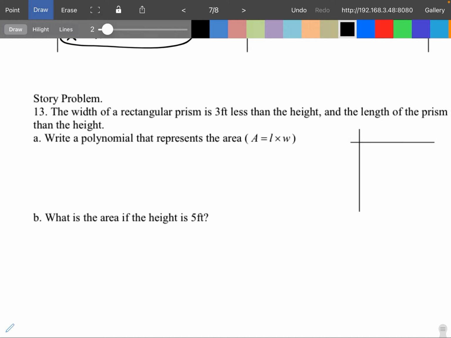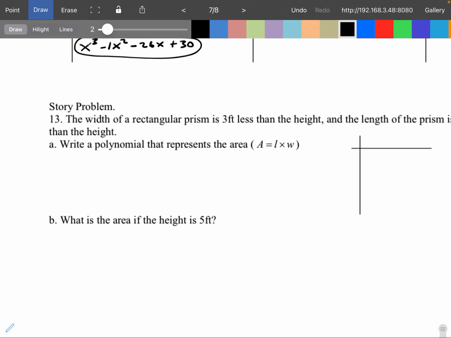The story problem. First of all, the story problem's messed up here. Whoever made this thing messed it up. It says the width of a rectangular prism is 3 less than the height. The length of the prism is 4 more than the height. And then it says write a polynomial to represent the area. Well, no, this should say write a polynomial that represents, cross this out, that represents the volume.